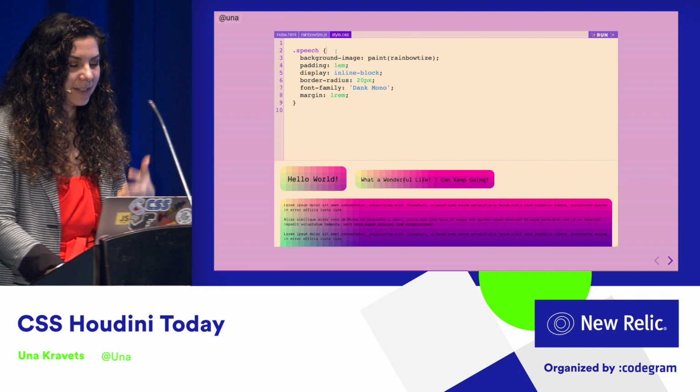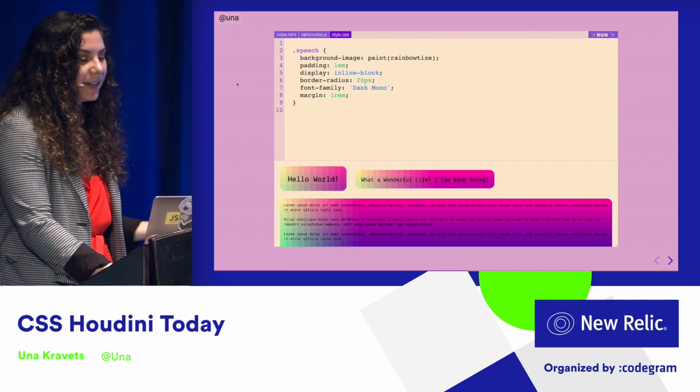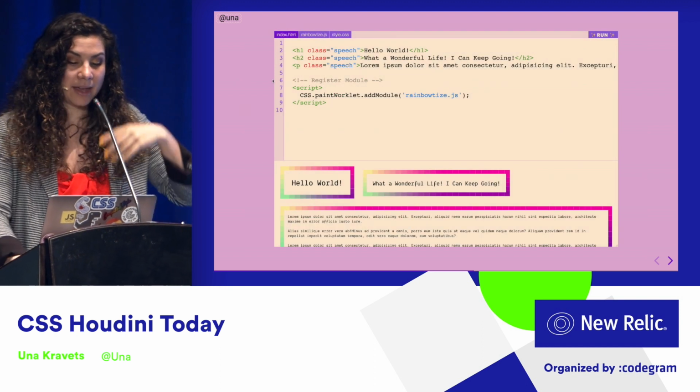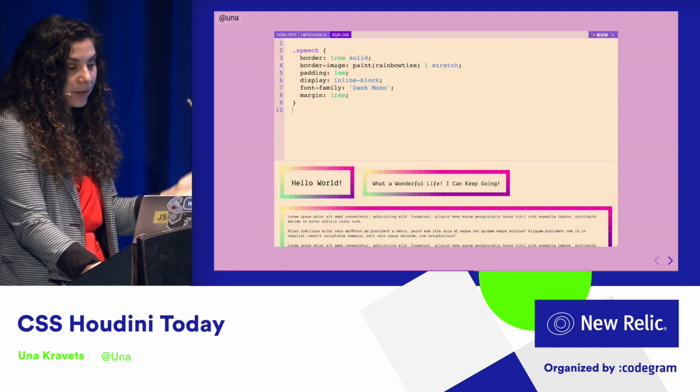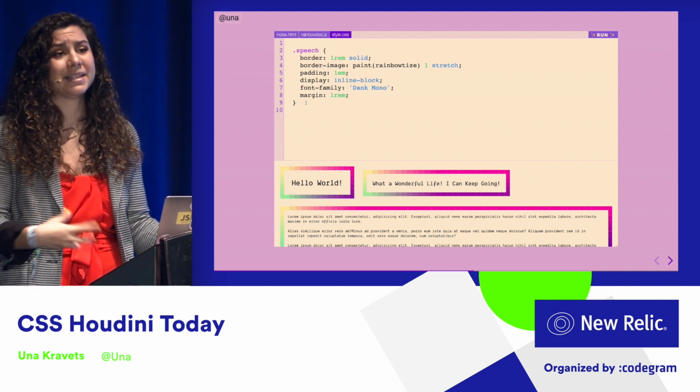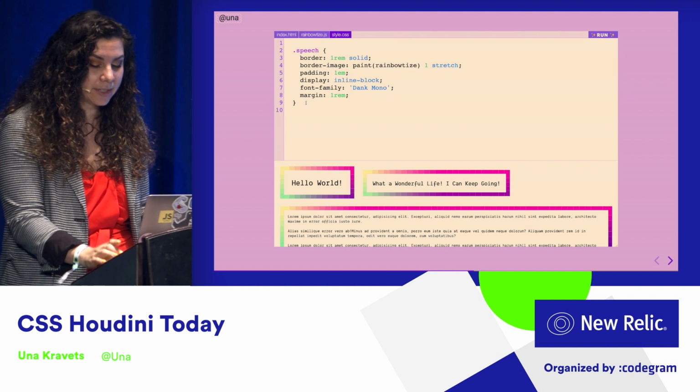But as an end user, you can just set background image, paint rainbow tiles. And it doesn't only have to be a background. You can use this as a, here we have a border. So here's a border image and a border. You can just start playing around with this. It's the same exact worklet, but I'm just using it in a different way.